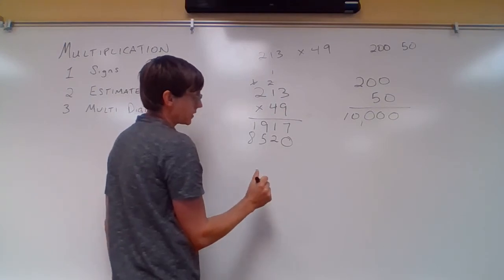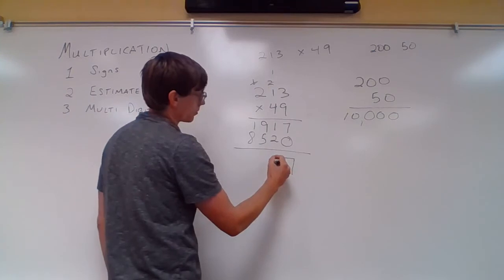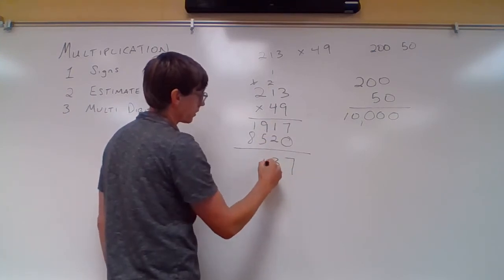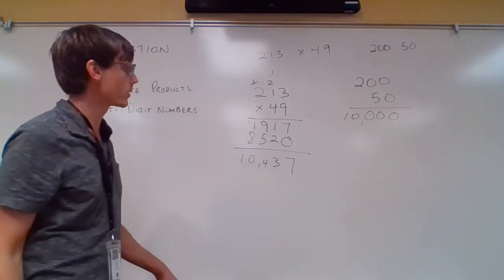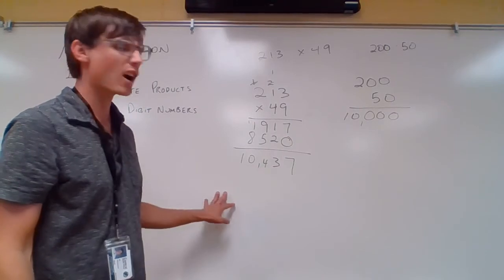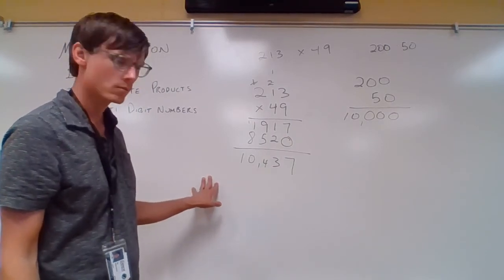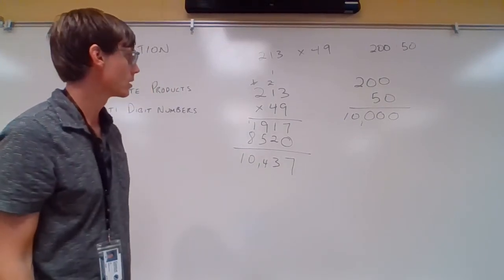Okay. Nice and neat, lined up, becomes really important. 7, 3, 9 plus 5 is 14. Carry that 1. So this becomes a 10. So 10,437. Again, really close to our estimate. So if we're really far off, we'd go back and look and see if something didn't add up exactly, but it's pretty close to that rough estimate. So there we have it.